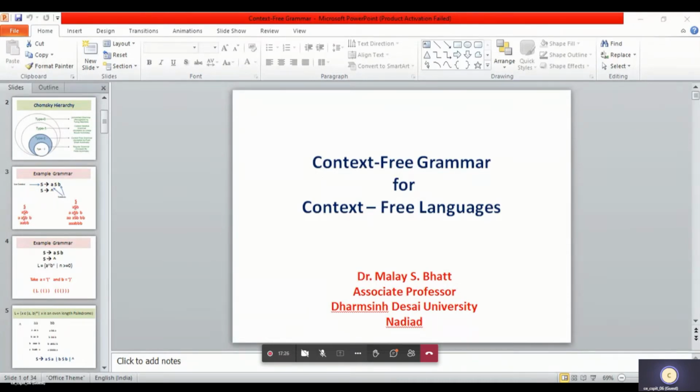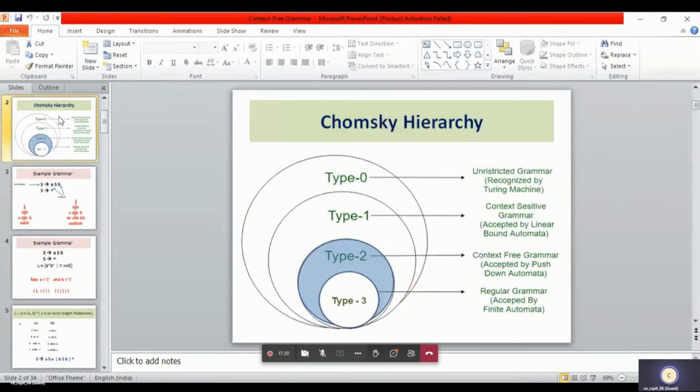So as you are aware, in theory of computation, the main thing is the Chomsky hierarchy. This Chomsky hierarchy is about the different grammars which are used in the theory of computation. You might have studied type 3 grammar, which is known as regular grammar, for which we use finite automata as an abstract machine to accept the regular languages. Our focus here is on the type 2 class of grammars, which is known as context-free grammar.